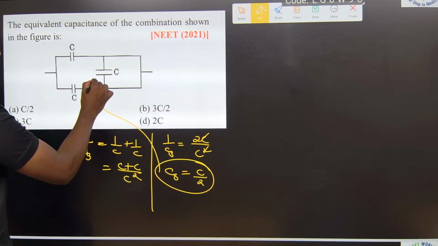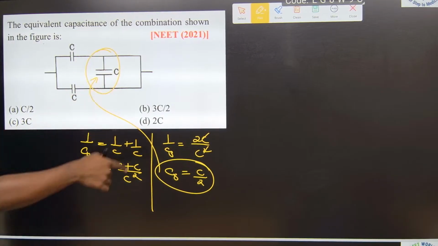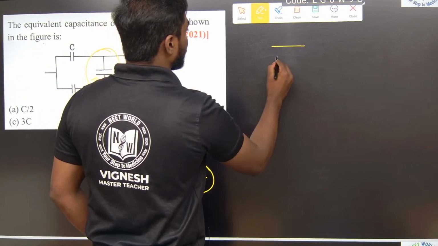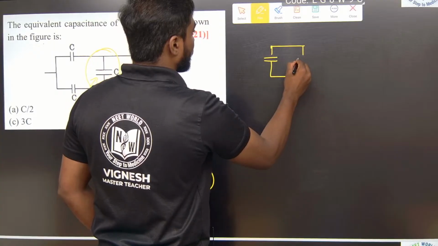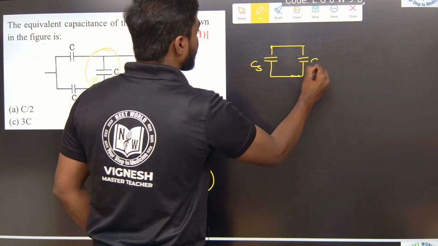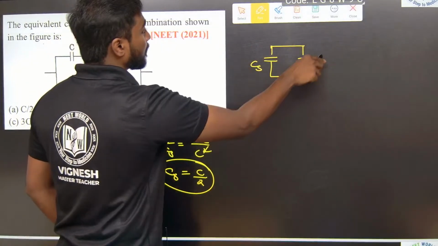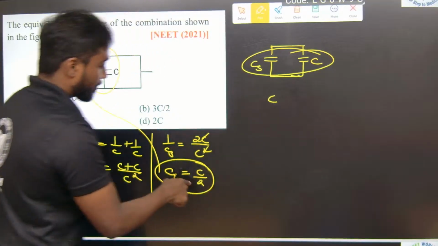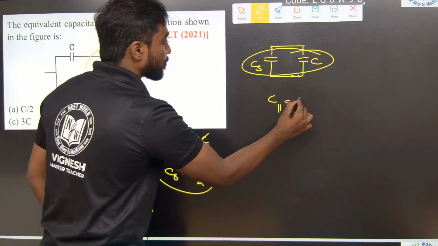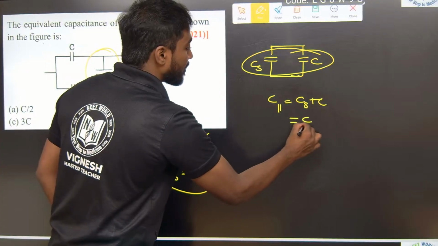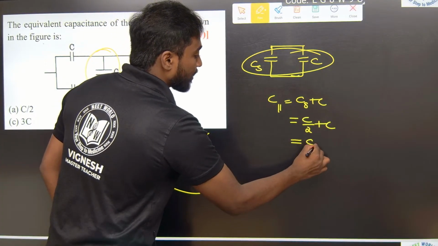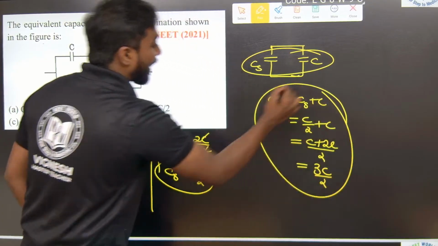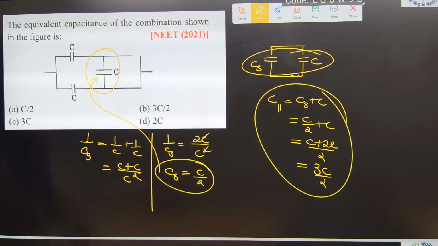I will take this resultant and compare with this one. So that one will be in parallel condition. This is Cs and this is C. Now these both are in parallel, right? C parallel should be equal to Cs plus C, which is nothing but C by 2 plus C. So C plus 2C by 2, which is nothing but 3C by 2. This is the equivalent capacitance.